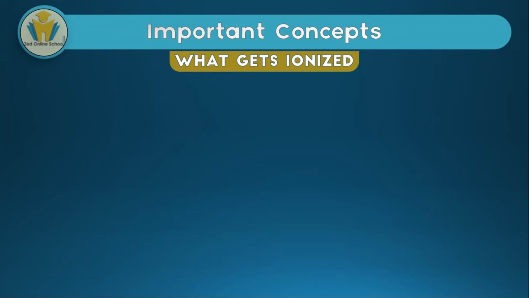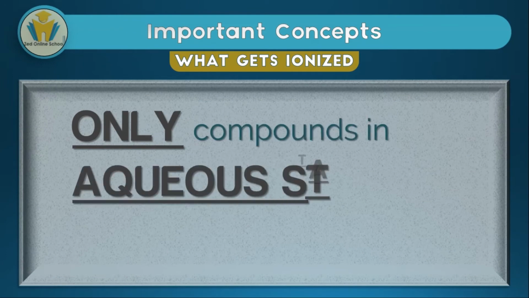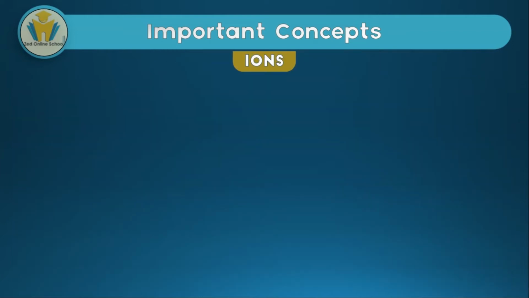The first, as you can see, is knowing what gets ionized. If you don't know what gets ionized, I'm telling you, you get all your ionic equations wrong, because only compounds that are in aqueous state are ionized. If you don't know this simple fact, you will usually get your ionic equations wrong. We've talked a lot about ions, so it's very important that we get them out of the way. We need to know what they are.